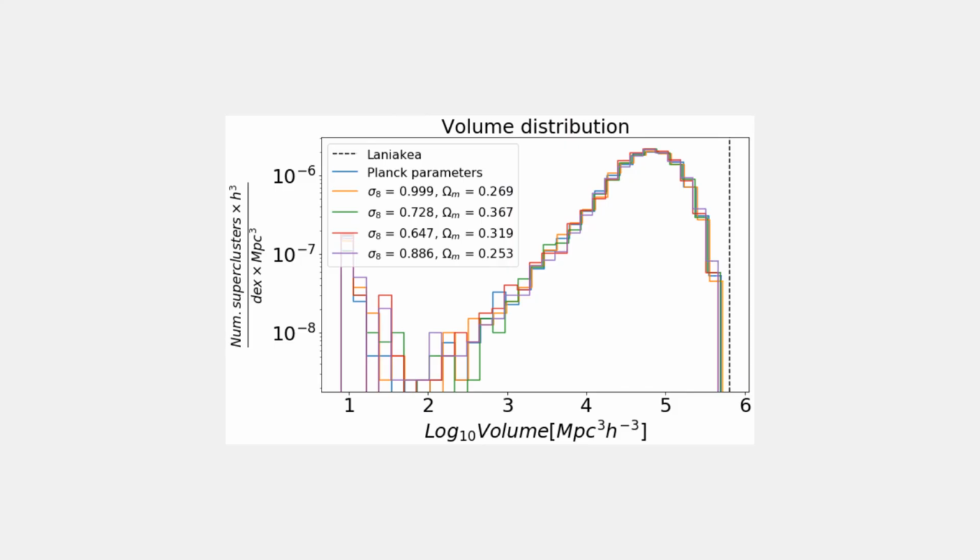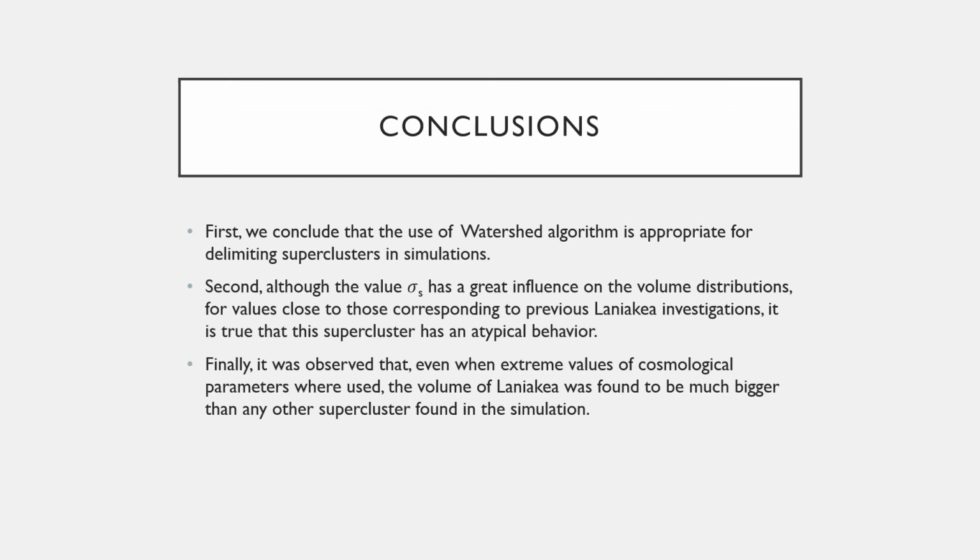The resulting volume distributions for this dataset are shown in this figure. A vertical line representing the volume of Laniakea is shown too. We observe that even when extreme cosmologies are considered, the volume of Laniakea is located outside the distributions, and therefore this supercluster conserves its atypical size and behavior.